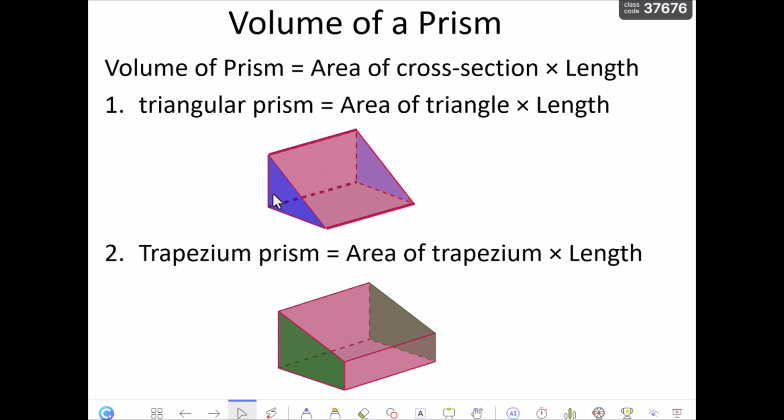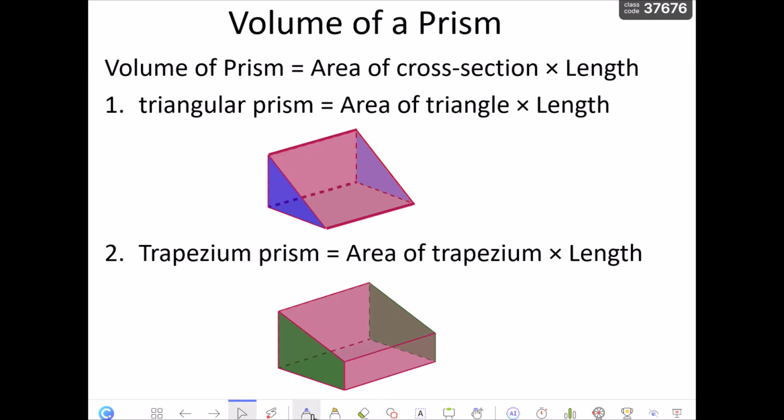So for this triangular prism, you will discover that this triangle, which is this blue part, shaded blue, is the area that goes across to the other side. So this shape is a triangular prism. So how do you get the volume of this shape? Find the area of the triangle multiplied by the length.